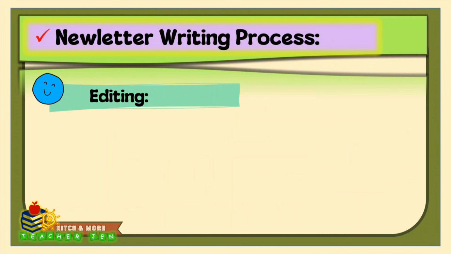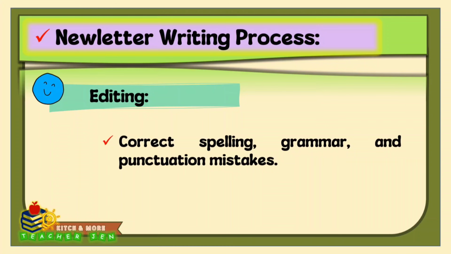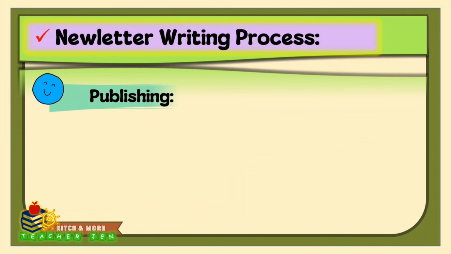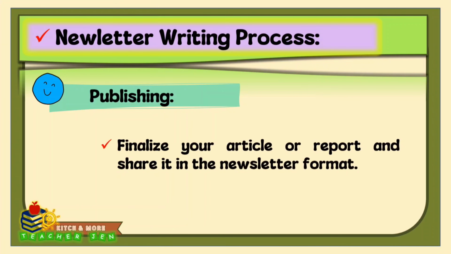Editing is the process of carefully checking your draft for any spelling, grammar, and punctuation errors. This step ensures that your report is polished and professional, making it easier for your readers to understand and engage with the content. Publishing is the final step, where you finalize your article or report, ensuring it's clear, concise, and error-free. Once it's ready, you share it in the appropriate newsletter format, making sure it looks good and easy to read for your audience.